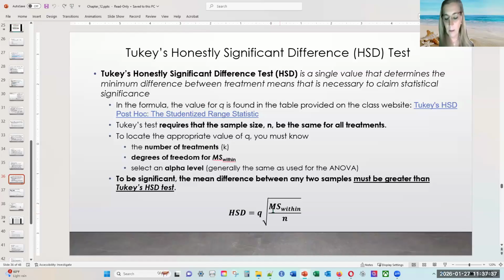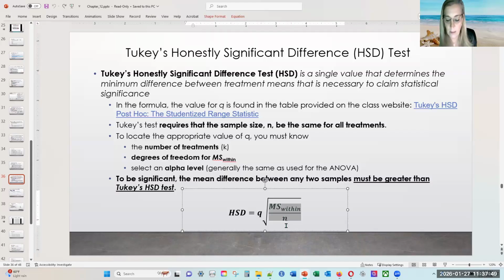You've already calculated mean squares within, then you divide by the number of people in each treatment group. So if you had 6 people in each group, that would be 6. So 6 divided into MS within, and then you find the square root to find Tukey's.